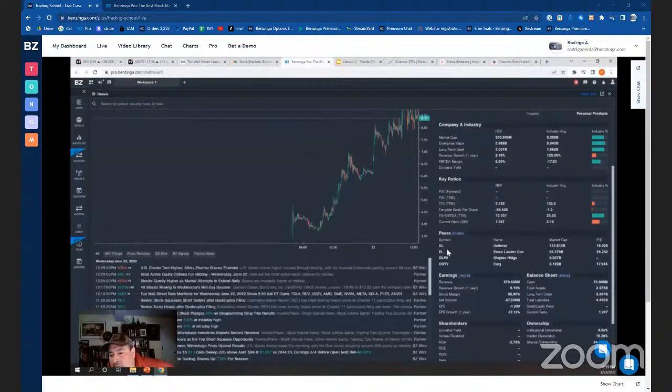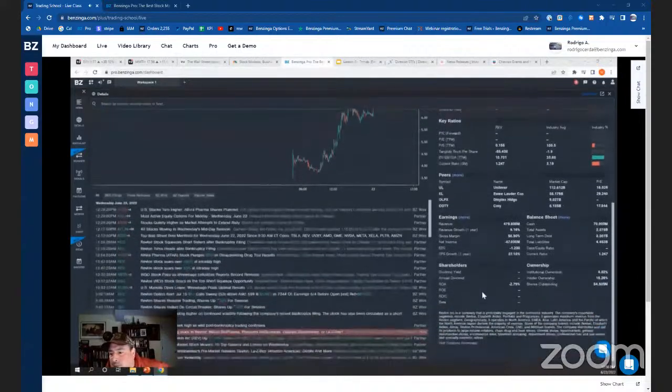So these other companies, Unilever, Estee Lauder, Olaplex, and Coty, look at their price to earnings ratios: 16, 29, 17. So basically, you might hear people talking about what we call comps, and that just means they're comparisons to other things.